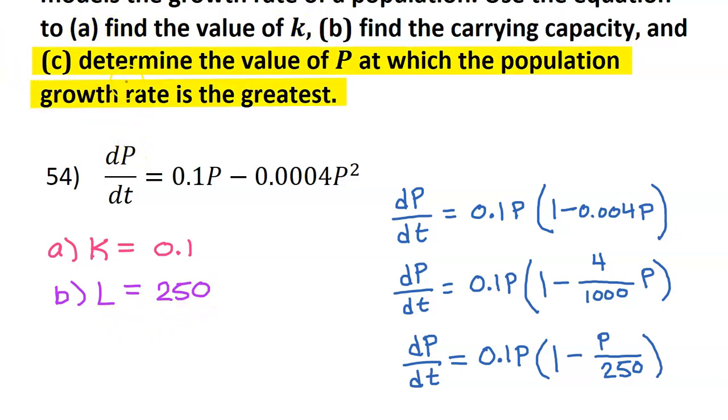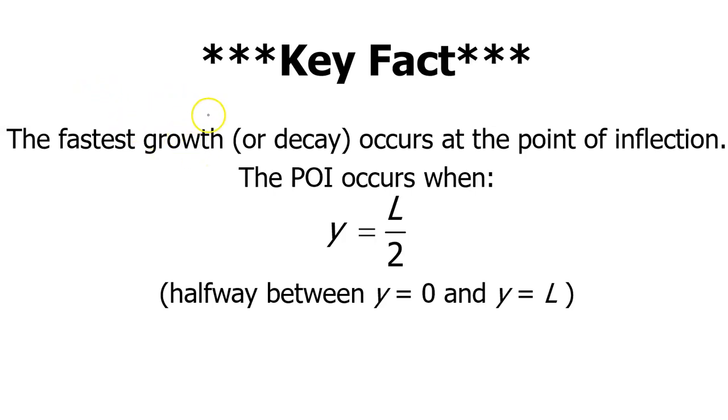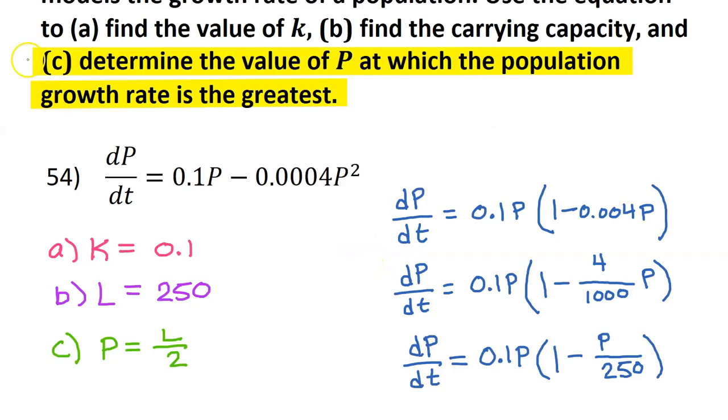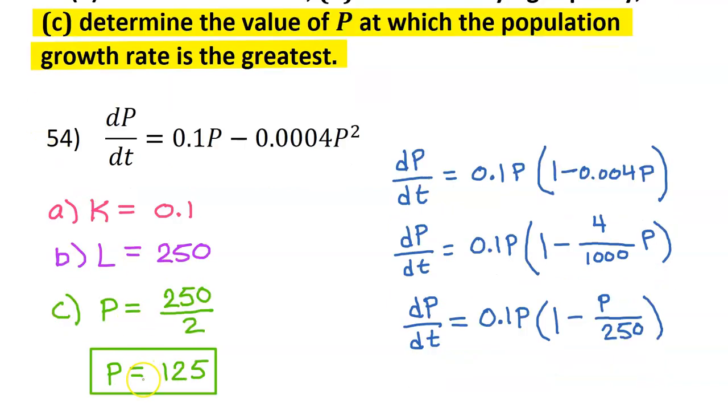That just leaves part C. Determine the value of p at which the population growth rate is the greatest. In the introductory lesson, we learned this key fact. The fastest growth rate occurs at the point of inflection, which in turn has a y value that is half of the carrying capacity L. We are using p instead of y, so the fastest growth will occur when p is half of the carrying capacity. So the growth rate will be the fastest when p is equal to 125.